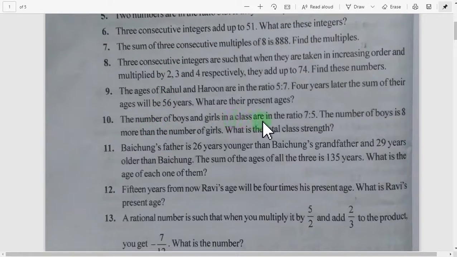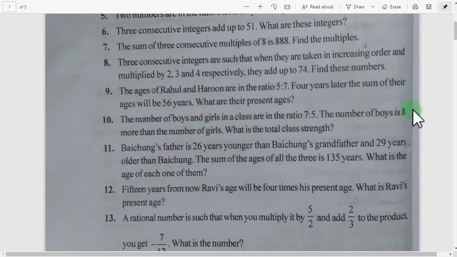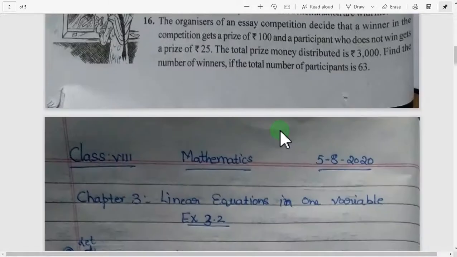The number of boys and girls are in the ratio 7:5. Again, number of boys is 7x, number of girls is 5x. The number of boys is 8 more than number of girls. That means for the number of girls, if you add 8, you will get number of boys. What is the total class strength?